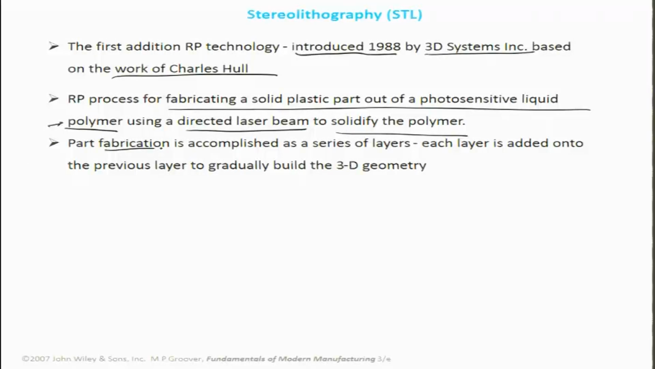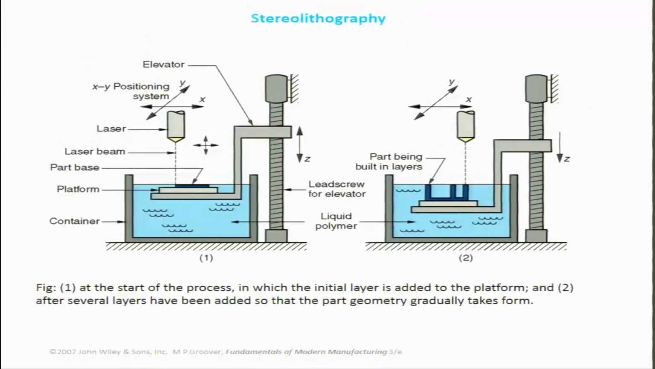So, basically every time this action would happen, there would be a curing step, and layer by layer you could synthesize pretty much all complex 3D geometry. So, you can think of it that the fabrication is accomplished as a series of layers. Each layer is added on to the previous layer to gradually build the 3D geometry. And this is how the process looks.